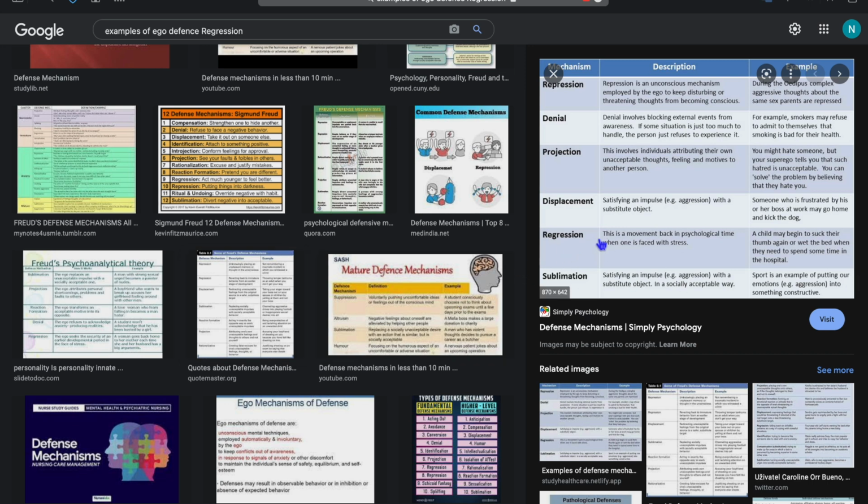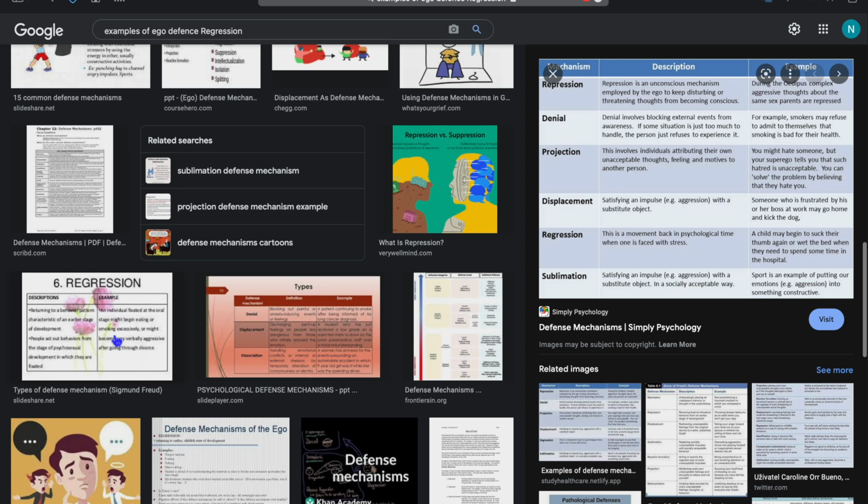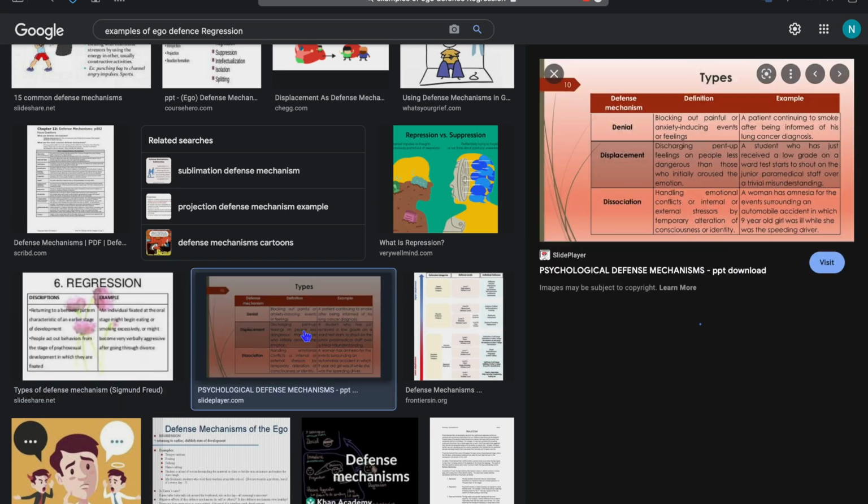Or, someone who pisses their pants because of a stressful situation. Or, you know, shitting your pants. That's a term people use. Okay. An individual fixated on the oral stage might begin eating or smoking excessively, or might become very verbally aggressive after going through a divorce. Okay, that doesn't help.